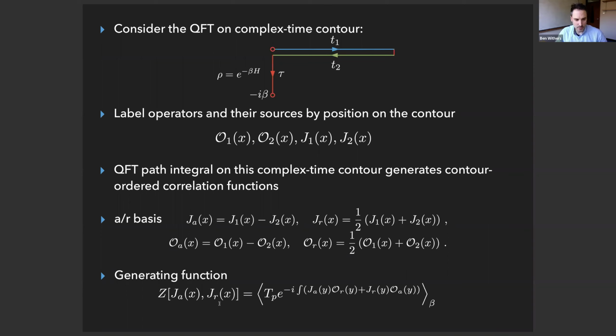Then this path integral becomes a functional of J_A and J_R, and it's given as follows. We have this contour ordering operator, T_P, and the insertion of this exponentiated J_A O_R plus J_R O_A, and this is all in the thermal state. So by taking appropriate variations of this path integral with respect to J_A and J_R, the claim is that we will generate all of this matrix of response functions.